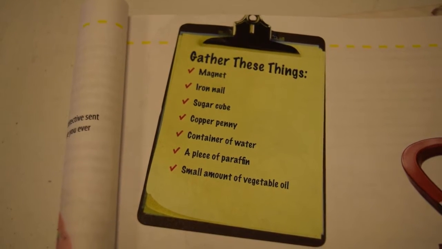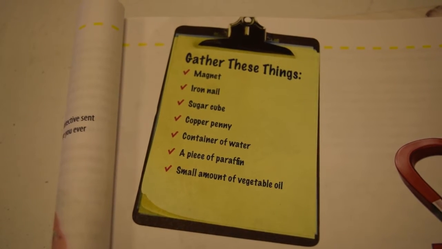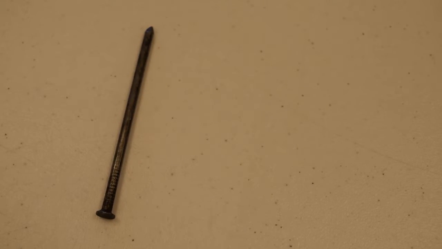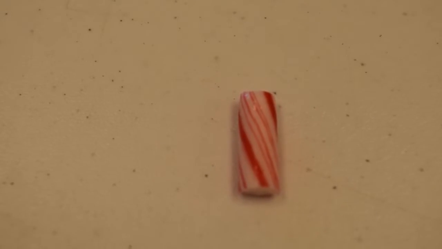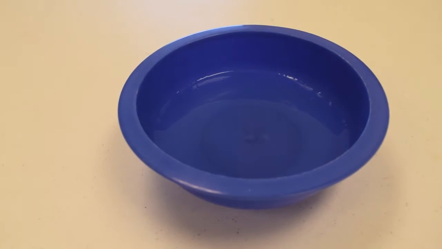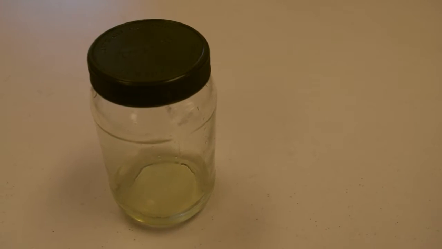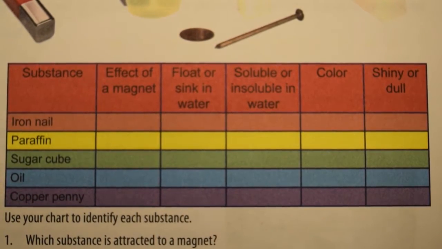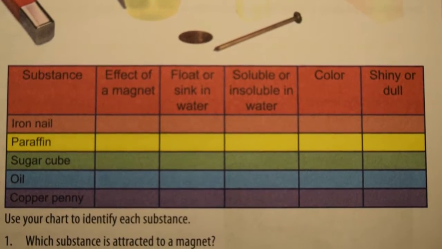Now that students have finished the first part of the experiment, gather these items for the second part. You'll need a magnet, an iron nail, something resembling a sugar cube, a copper penny, a container of water, a piece of paraffin, and a small amount of vegetable oil. Students will do a series of 5 tests on each of these items and record their results.